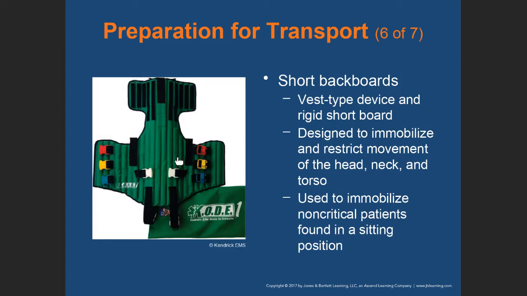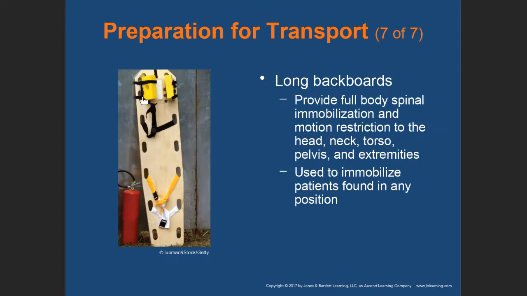This is your KED. This is for your patient in a sitting position. It can also be used to stabilize a fractured pelvis and a fractured femur. Kendrick extrication device. This is your spine board. You need at least 4 persons to use this device effectively. The preferred spine board is the scoop spine board. So if your company is going to invest in a spine board now, the scoop backboard would be the ideal choice.